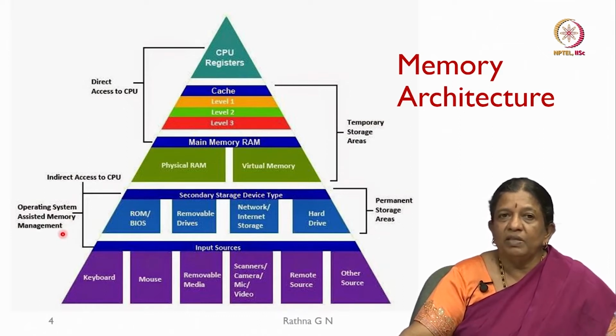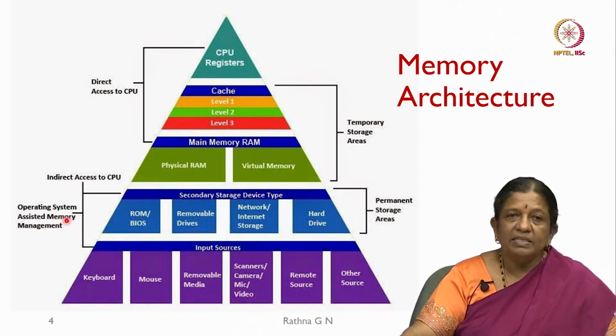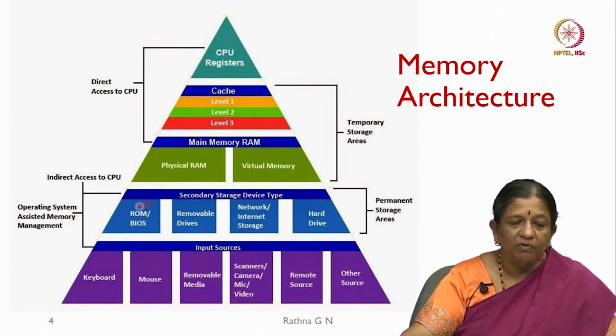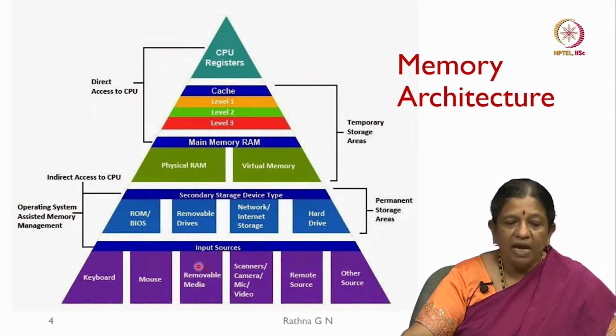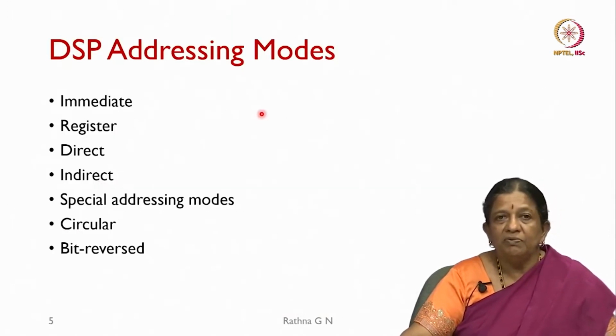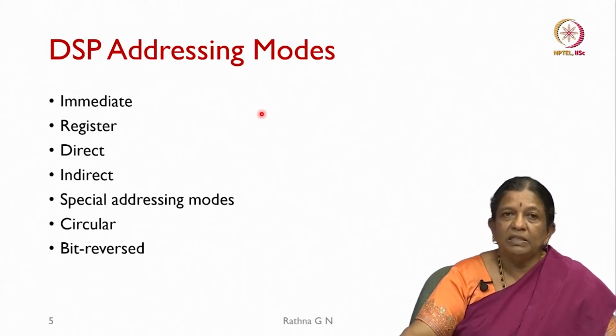Some of them are going to have an overlapping spectrum. These are what we call assisted memory management. Coming to these, we call them secondary storage devices, and then we have the input sources here. These are the permanent storage areas and these are the temporary storage for the processor. Coming to some of the addressing modes, you would have learnt in your 8085 or 8086 course.